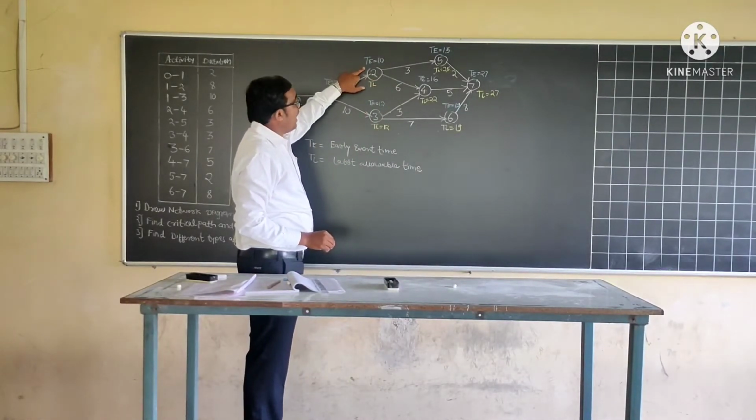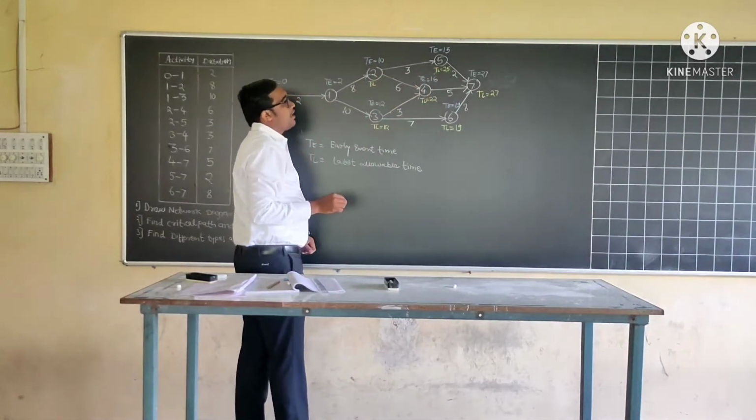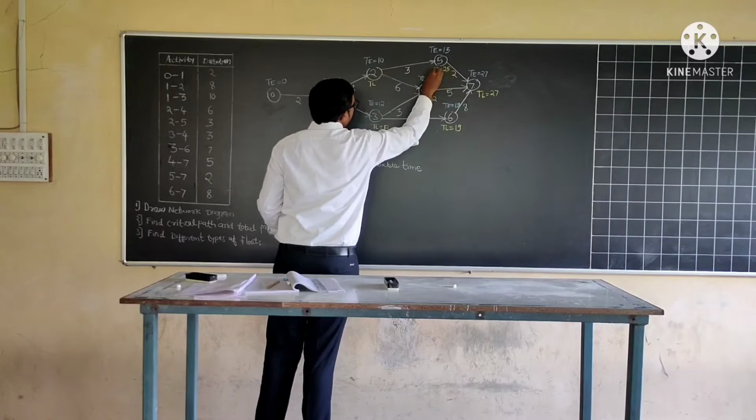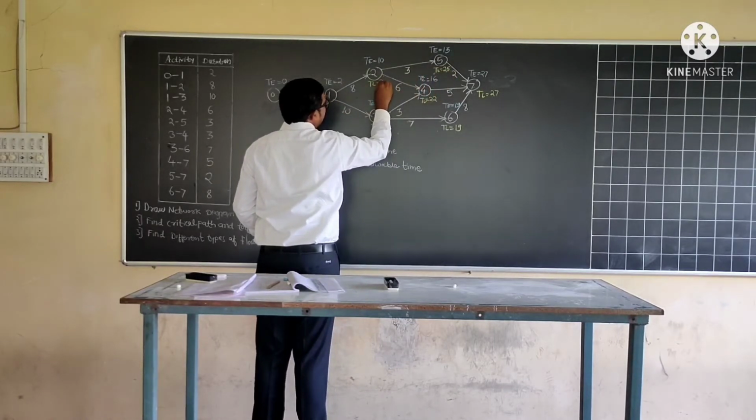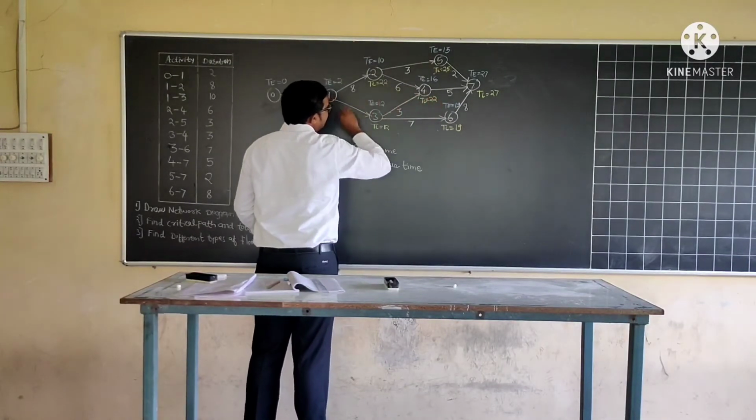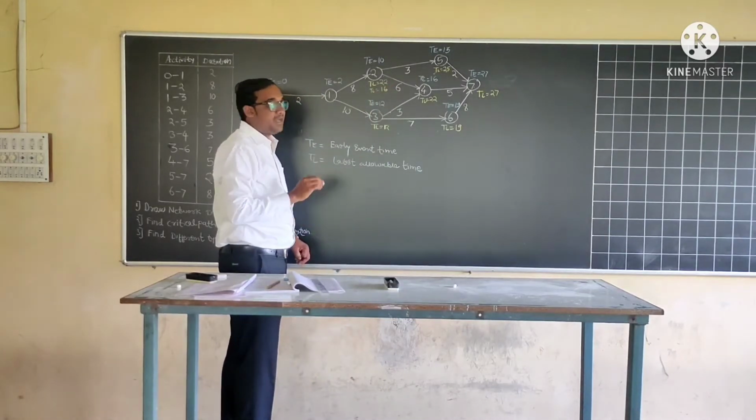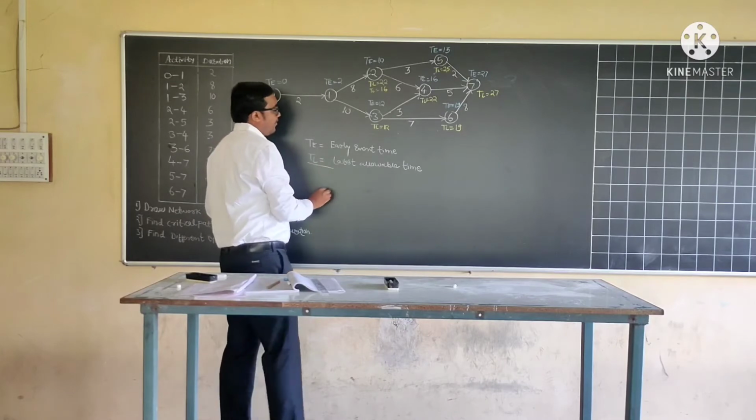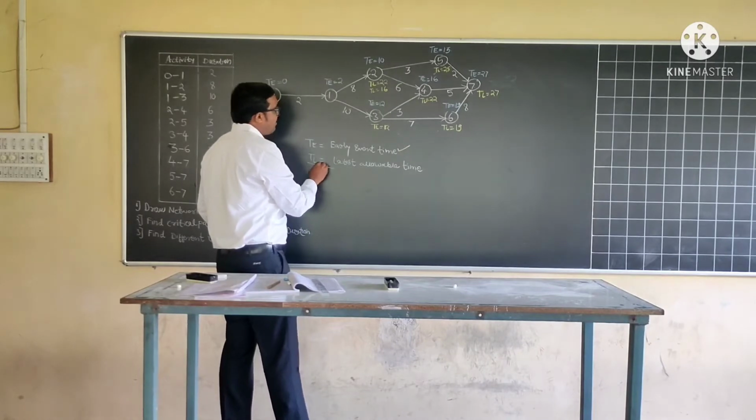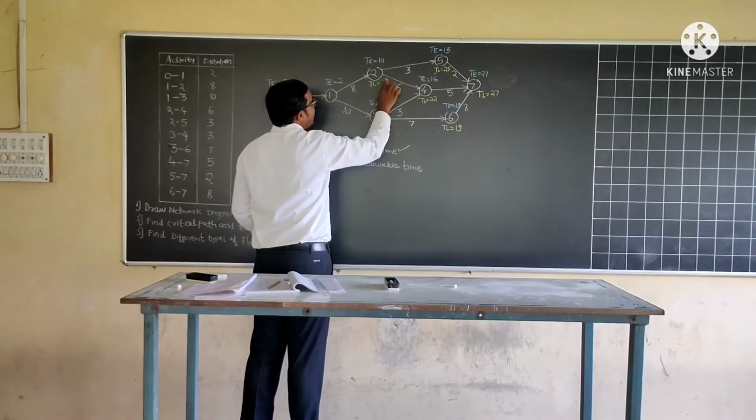For event number 2, again there are 2 activities, 2 to 5 and 2 to 4. So again we have to consider the minimum value from both sides. First of all, we will calculate the value from this side: 25 minus 3, 22. And from this side, 22 minus 6, 16. So we have to consider the minimum value for latest allowable time. We have already considered the maximum value for early event time, and we have to consider the minimum value from both sides. So here minimum value is 16, so TL value will be 16.